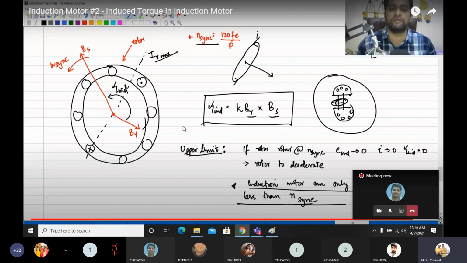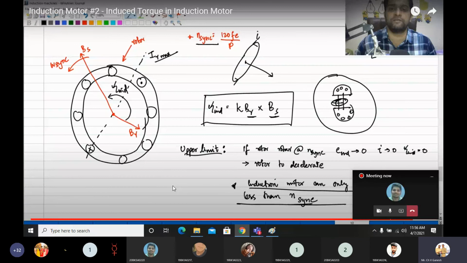Like this, we have to know how the torque will be induced in the rotor. Next we have the equations. We will derive some equations, then we have some torque equations. Next class we will discuss torque equations also.